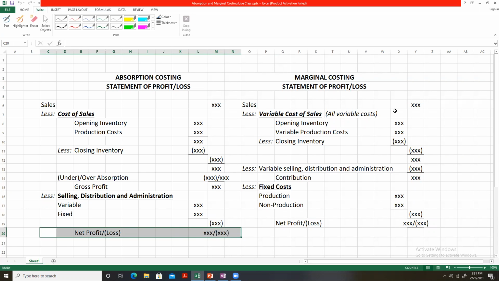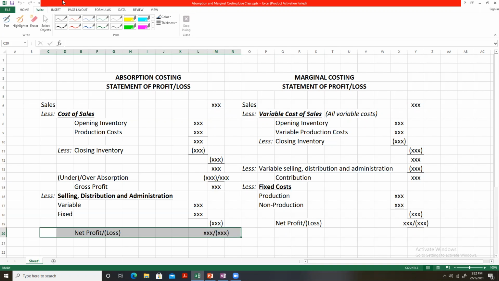So this is how I can summarize the profit statements that are prepared under the two approaches, absorption and marginal costing. In this way I told you different points that you need to remember about marginal and absorption costing. In today's session, I will look at some more key points about the two approaches.